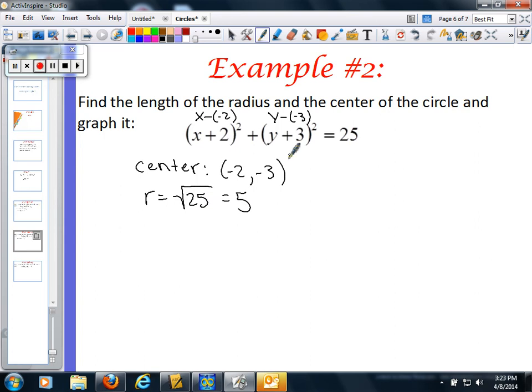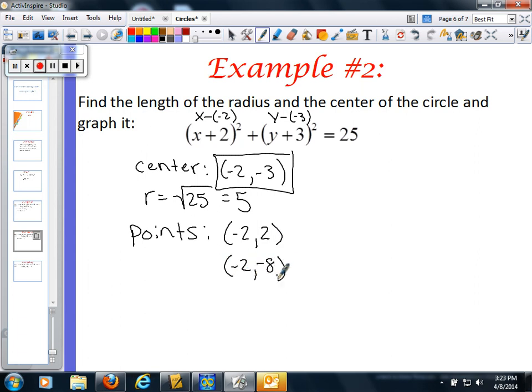Okay, so here's my center point. This is going to be the first thing we're going to graph. And then from here, we're going to add 5 to the y, which is going to be 2. We're going to subtract 5 from the y, which is going to be negative 8. Okay? And then I'm going to do the x ones as well. So the x is going to be negative 2 plus 5, which is 3, negative 3. And then negative 2 minus 5 is going to be negative 7, negative 3. And if I graph those 4 points with the center, that will actually give me my circle. Okay?